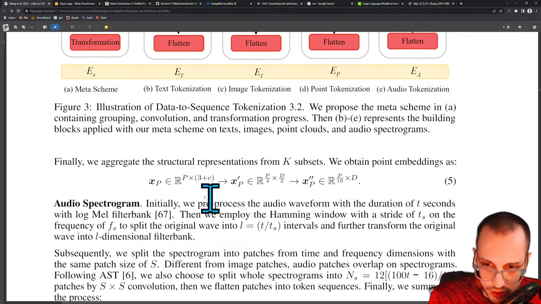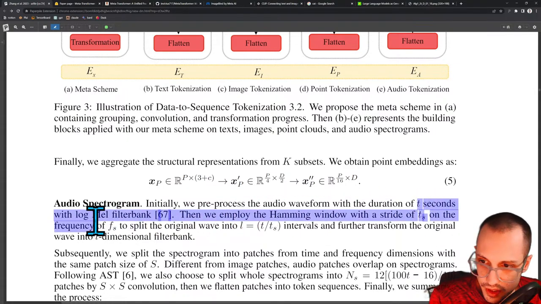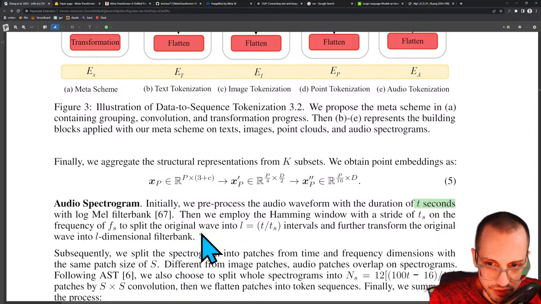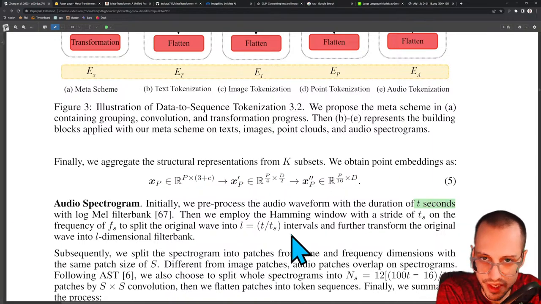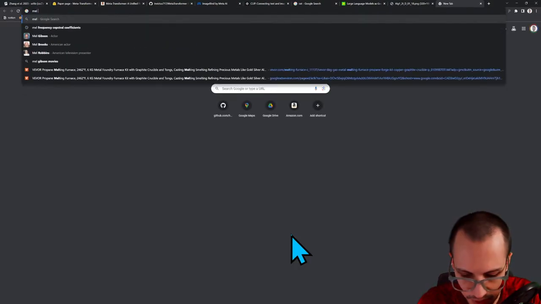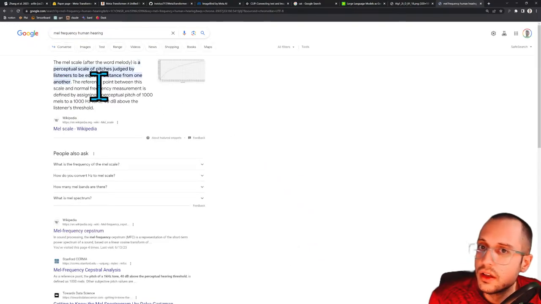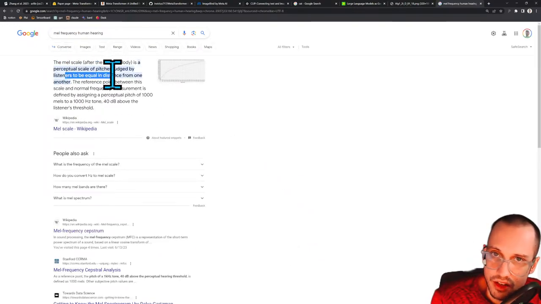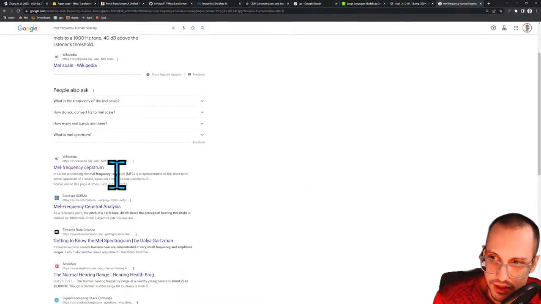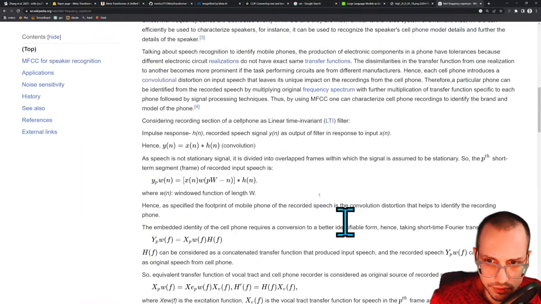"Audio spectrogram: we pre-process the audio waveform with a duration of T seconds with the log-Mel filter bank." So the log-Mel filter bank is designed based on human hearing. The Mel scale is a perceptual scale of pitches judged by listeners to be equal distance. So it's literally based on human hearing, right?